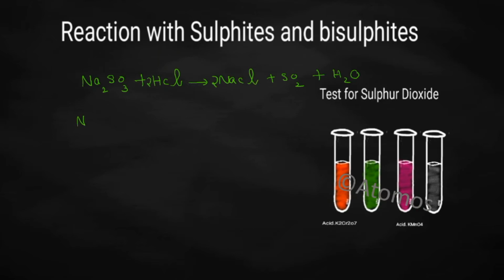Now, what will be the formula for sodium bisulfite? That is NaHSO3. To that, we are adding hydrochloric acid. What will be the product obtained? You will be getting one product as sulfur dioxide, another product as water. Along with that, a salt also will be formed. In this case, that is sodium chloride. So how to memorize? Whenever we are adding dilute acid to a sulfite and bisulfite, you will be getting sulfur dioxide as one product and water as another product.